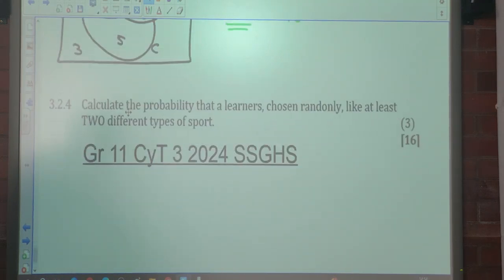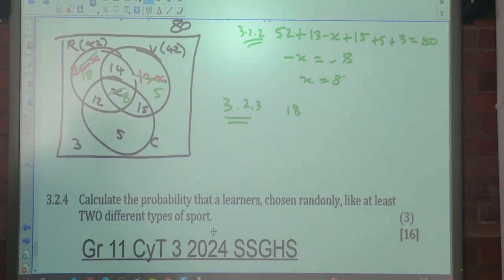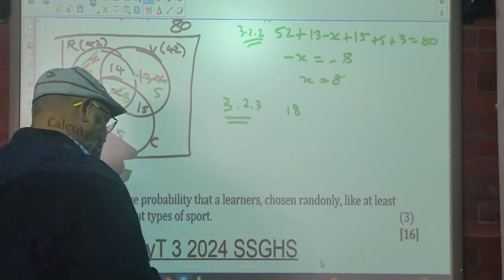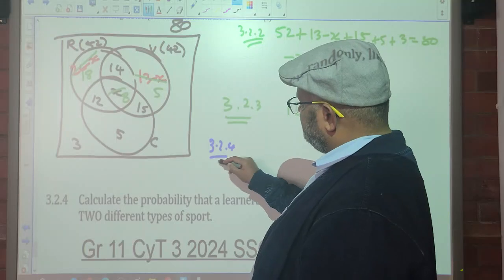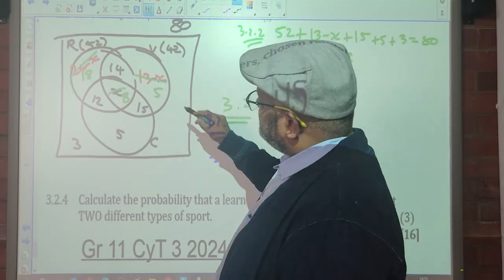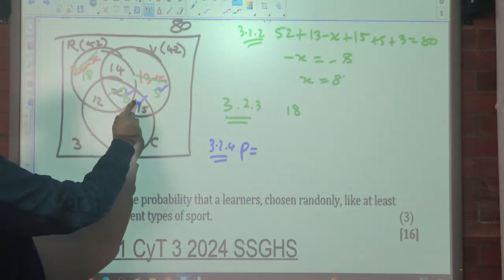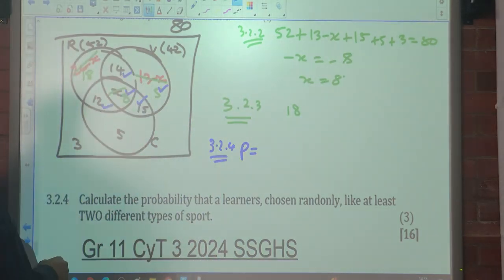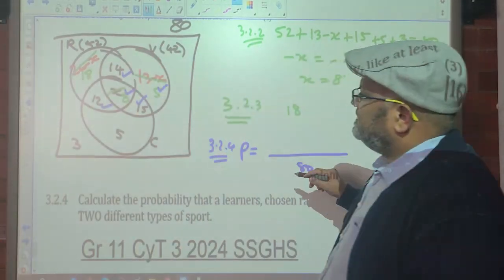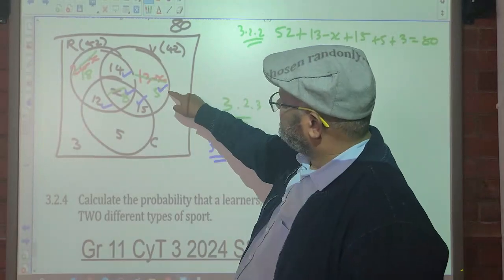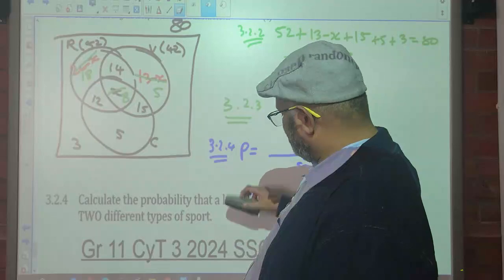Then the last question says, calculate the probability that a learner chosen at random likes at least 2 different sports. 3.2.4. So what is going to be considered? 8, 15, 14, and 12, all over 80. At least 2 means it can be 2 or 3 sports in this case.